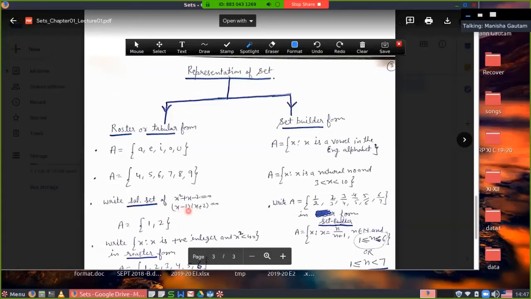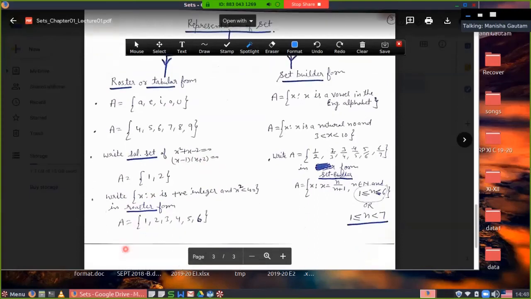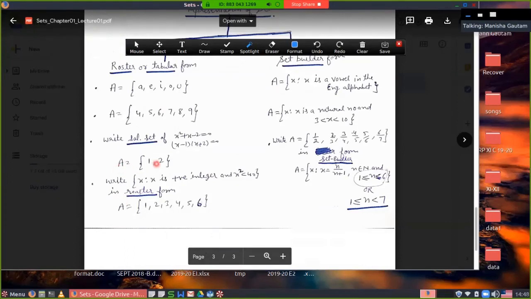x minus 1 equal to 0, you will get x is equal to 1. x plus 2 equal to 0, you will get x is equal to minus 2. 1 and minus 2 are the elements which are the solution of the equation. So you have to write down 1 and minus 2 in the solution set. Here I have given one example for you. You will write down the solution set, maybe write B set is equal to having elements 1 and minus 2.